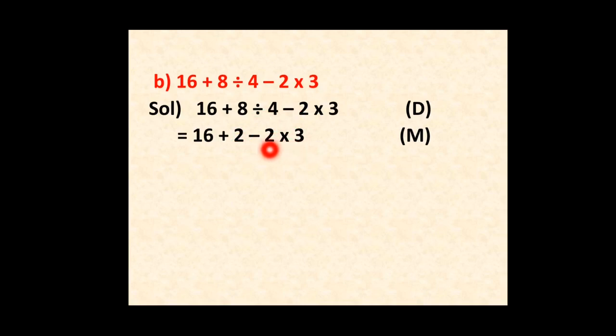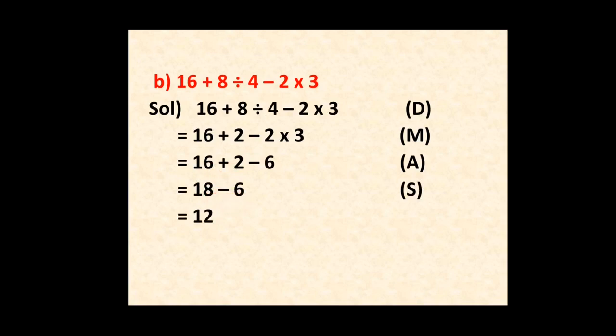After division we have the multiplication symbol in this expression. Here 2 into 3, that is 6. So in the next line we get 16 plus 2 minus 6. After multiplication we have A. A means addition. Now addition is between 16 and 2. 16 plus 2 gives 18. Then minus 6. Now we have to subtract. After subtraction we get 12, and that is our answer.